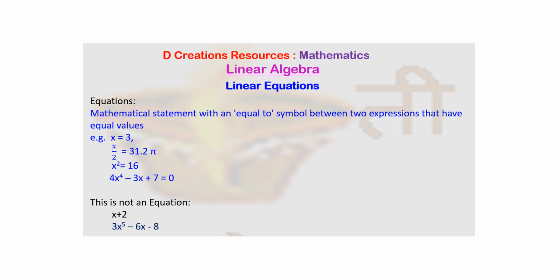So when can you not call something an equation? If you see here, x plus 2 or 3x raised to 5 minus 6x minus 8, in both these cases, they are just mathematical expressions. They are not leading you to any value which is being equated to. So definitely these two are not equations.